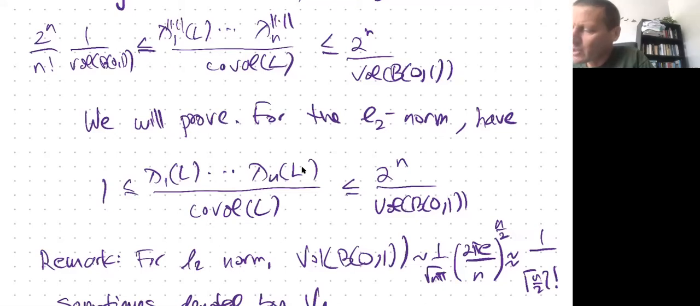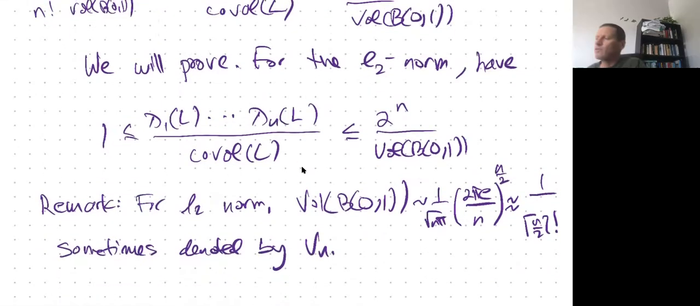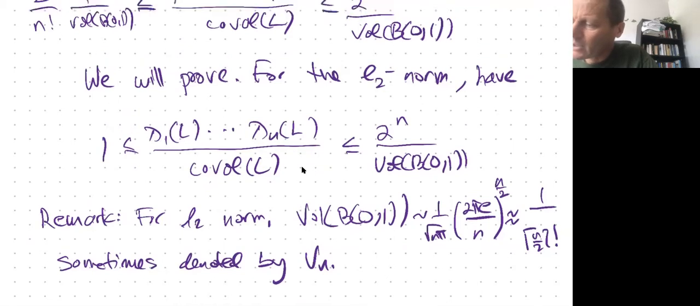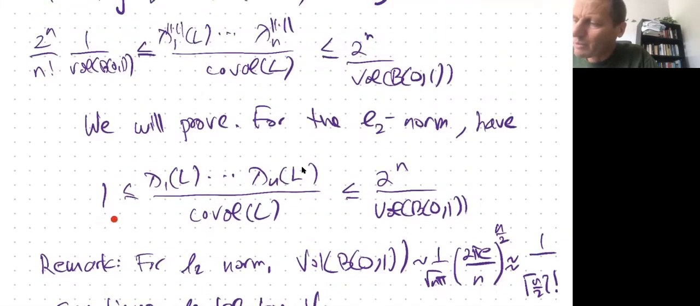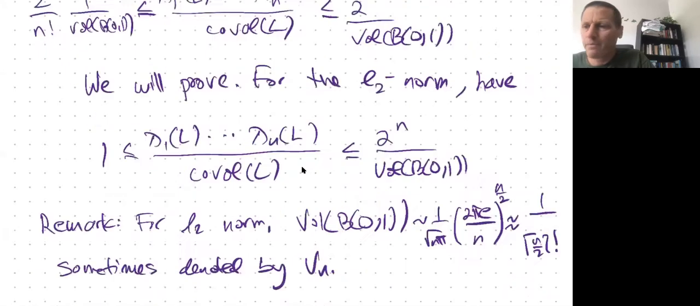Okay, we're going to see this formula for the volume of the unit ball a few more times, so it's good to get used to it. For now, this is what we're going to be proving, and it's stronger than this. This we're going to prove for the Euclidean norm. This is what you get for a general norm. Okay, questions about the statement of Minkowski's second theorem and what we're going to be proving?